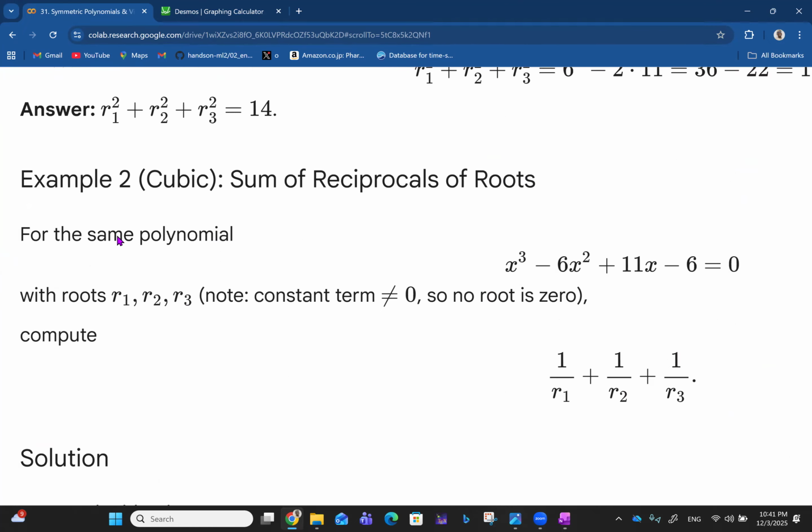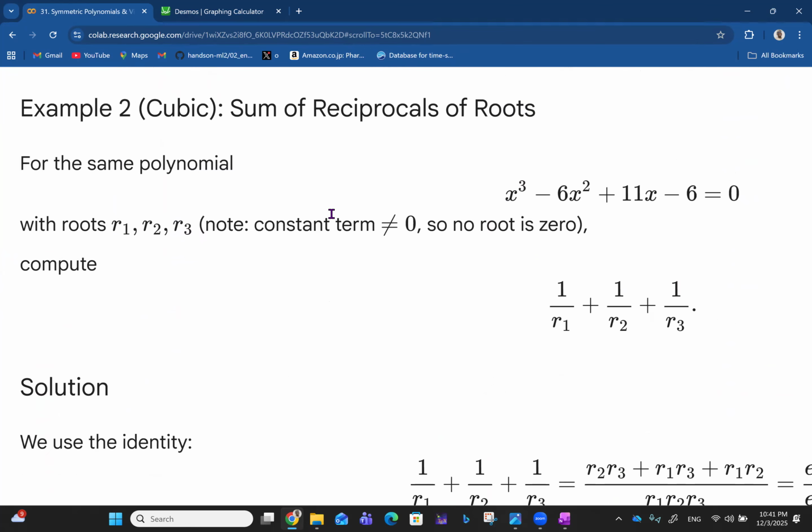I think what we did before was also cubic. So what about the sum of reciprocals of roots? For the same polynomial x cubed minus 6x squared plus 11x minus 6 equals 0, with roots R1, R2, R3. Note the constant term is not equal to 0. So this is minus 6 now. So no root is 0. If there's no constant term, then of course you're going to have a 0 root. So this is safe.